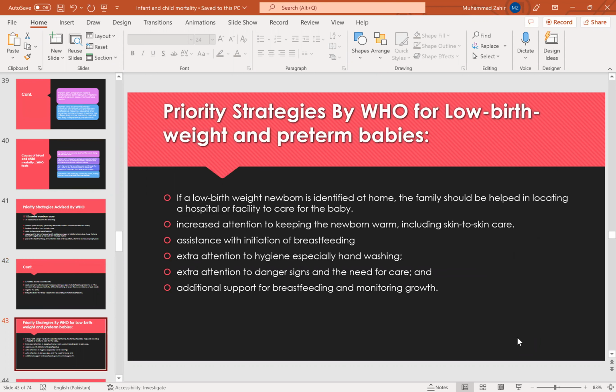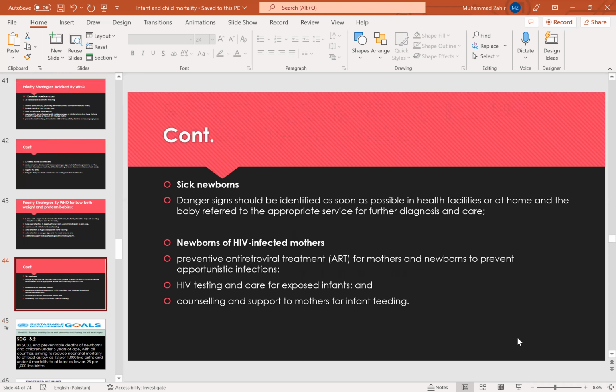Priority strategies by WHO for low birth weight and preterm babies include: if a low birth weight newborn is identified at home, the family should be helped in locating a hospital or facility to take care of the baby. Increase attention to keeping the newborn warm, including skin-to-skin care, assistance with the initiation of breastfeeding, extra attention to hygiene, especially hand washing, extra attention to danger signs and the need for care, and additional support for breastfeeding and monitoring growth. For sick newborns, danger signs should be identified as soon as possible in health facilities or at home, and the baby referred to the appropriate services for further diagnosis and care.